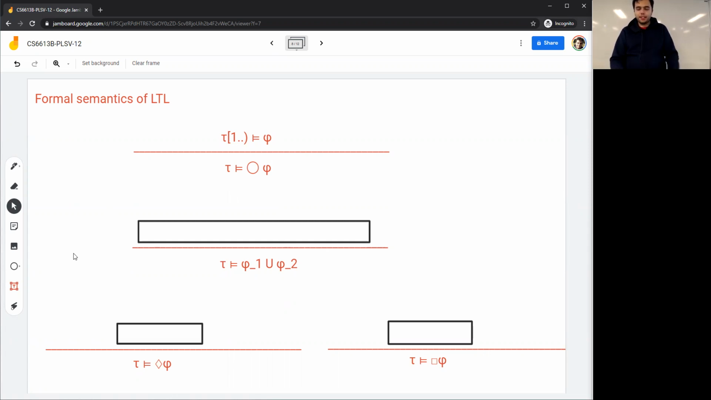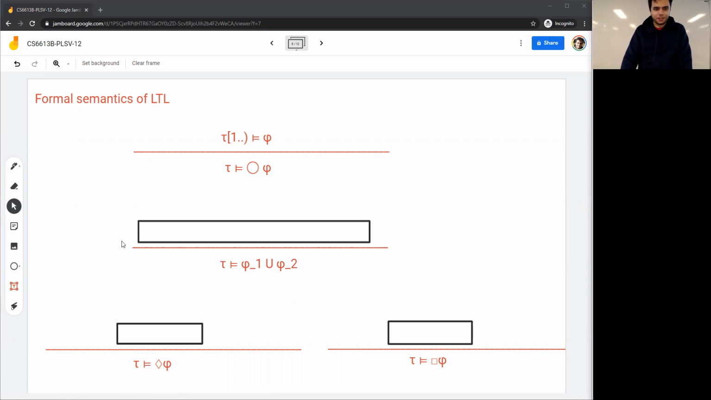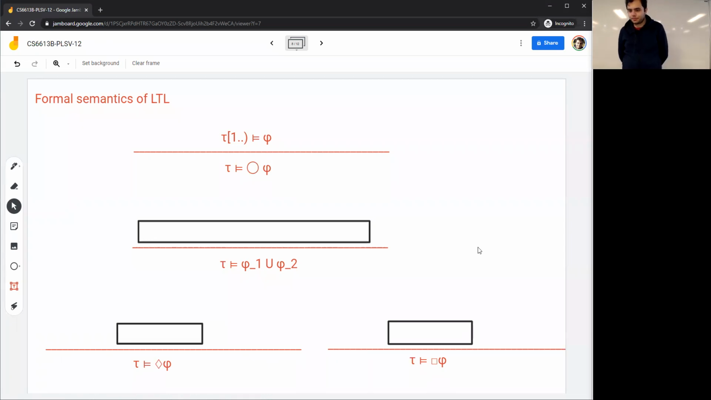What about until? So when does tau satisfy phi1 until phi2? I'm not going to tell you this one. I'm going to wait for you to figure it out. So what should I write up here? When does tau satisfy phi1 until phi2?